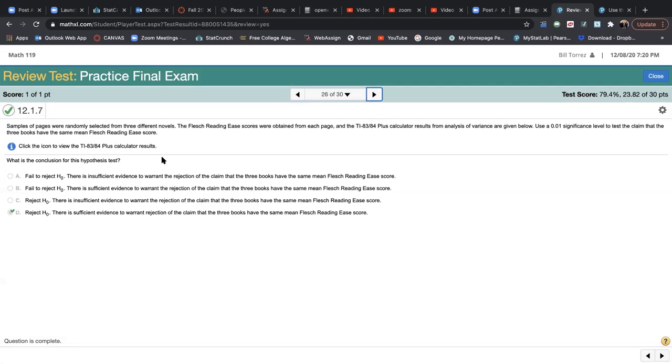Okay, number 26 here. Let's read the problem and then we'll decide which test we're going to use. Samples of pages were randomly selected from 3 different novels. The Flesch Reading Ease scores were obtained from each page, and the calculator results from ANOVA are given below.